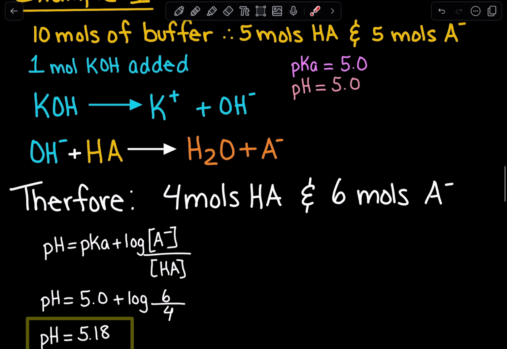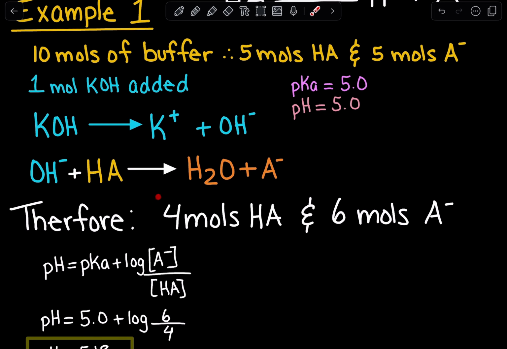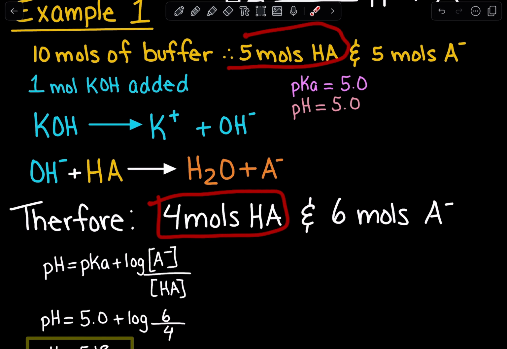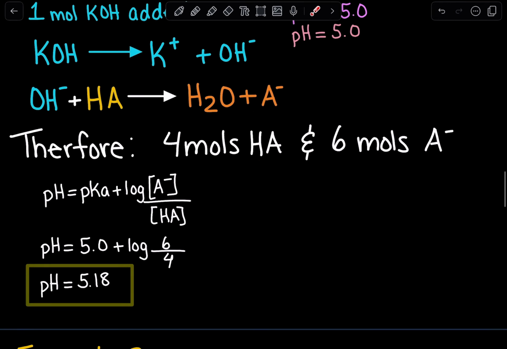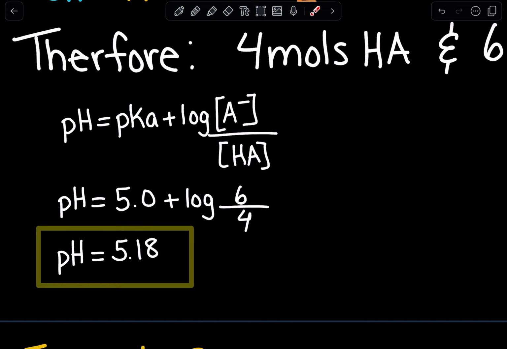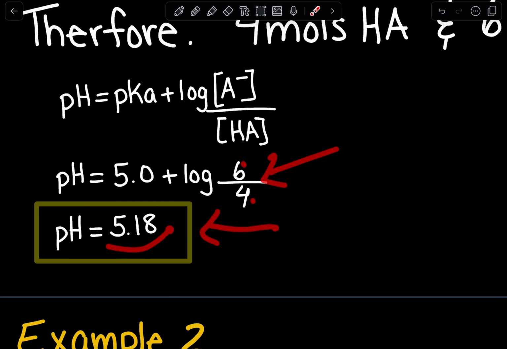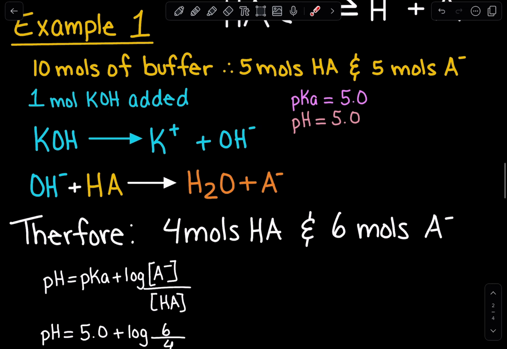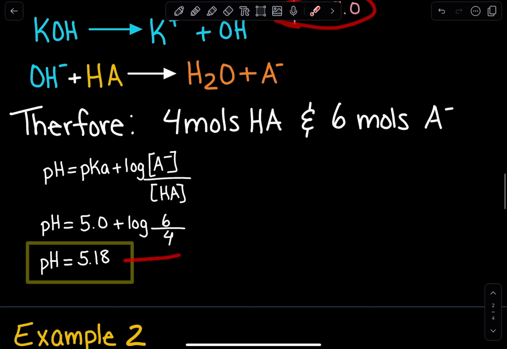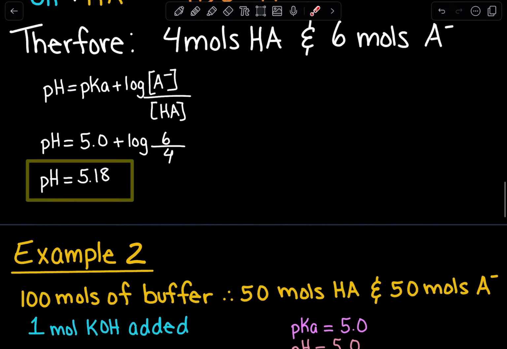So this is going to affect our ratio in the Henderson-Hasselbalch equation. So now we have 4 moles of HA, we started off with 5, and we have 6 moles of A minus, we started off with 5. How does that affect the pH? Now, if we plug in our new values, which is 6 and 4, our new pH is going to be 5.18. So the buffer was able to work to a certain extent. We started off, remember, with a pH of 5, right? So this was a small change in pH. But now let's take a look at another example.